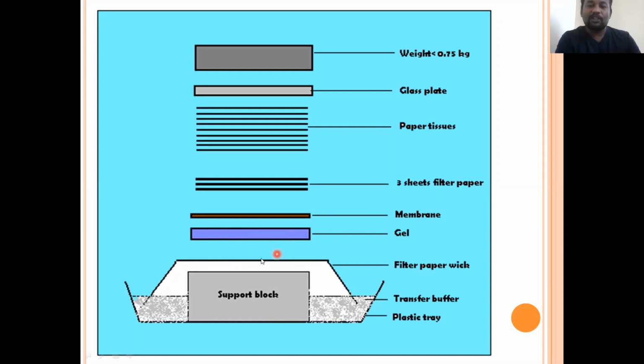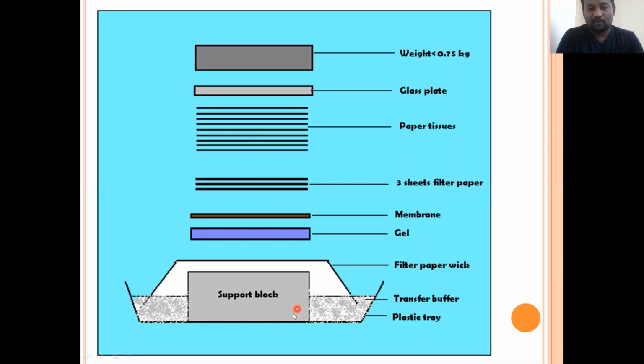Then above the gel, we keep the membrane. Above the membrane, we keep 3 sheets of filter paper. Above the filter paper, we keep some paper tissues. Then we keep a glass plate. Above the glass plate, we keep some weight. After keeping it, the buffer solution will start to move from high water potential to low water potential.